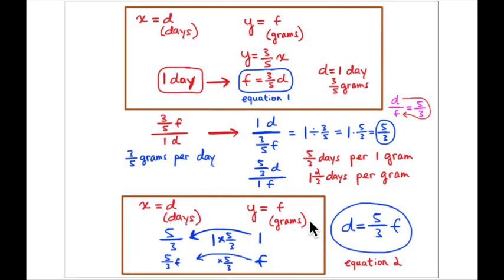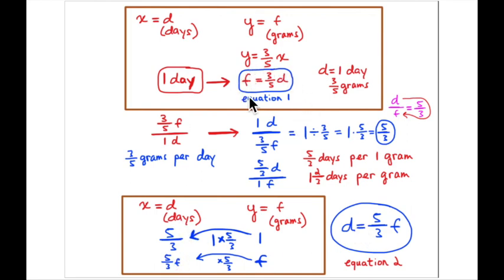Again, D is days, F is grams. So now we're going to go in the other direction. So 1 gram is 5/3 days. So the number of days is 5/3 the number of grams. So 1 gram, this is 5/3 times 1, is going to give you the number of days. So 1 gram is 5/3 days. And then F number of grams is 5/3 F days. So 5/3 the number of grams is going to give you the number of days.